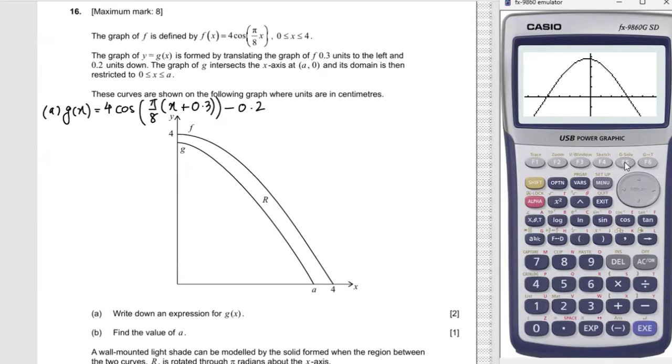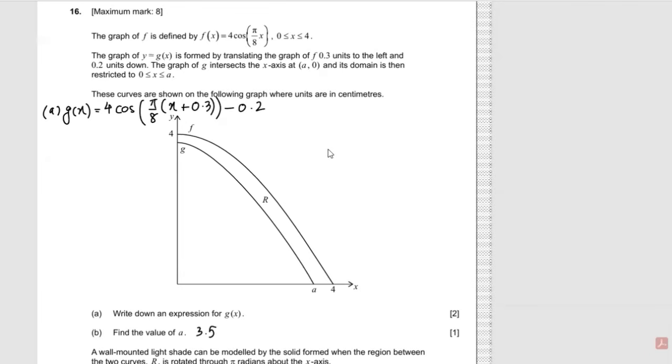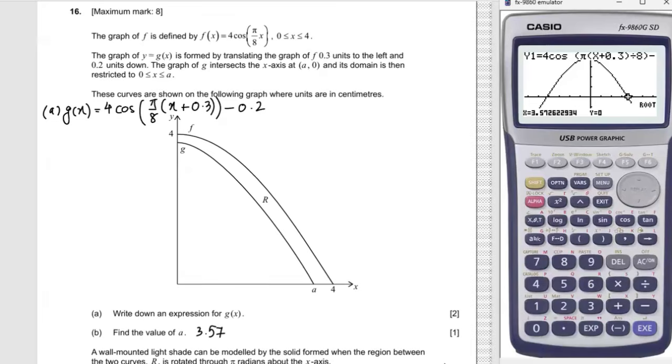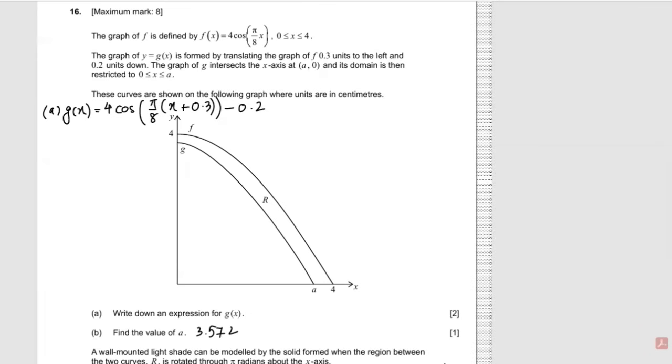So I need to find the root, the positive one. This is 3.572622, 3.57, oh, it's a big value, 3.5726229. Approximately this should be 3.57, the value of A.